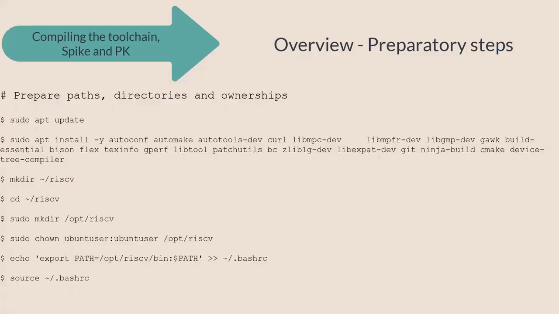Prior to installing the toolchain, Spike, and the proxy kernel, a number of housekeeping tasks are necessary. These tasks involve downloading and installing libraries and utilities, configuring user permissions, creating directories, and modifying the path variables so that our system knows where to find the programs. Follow the steps on the screen.